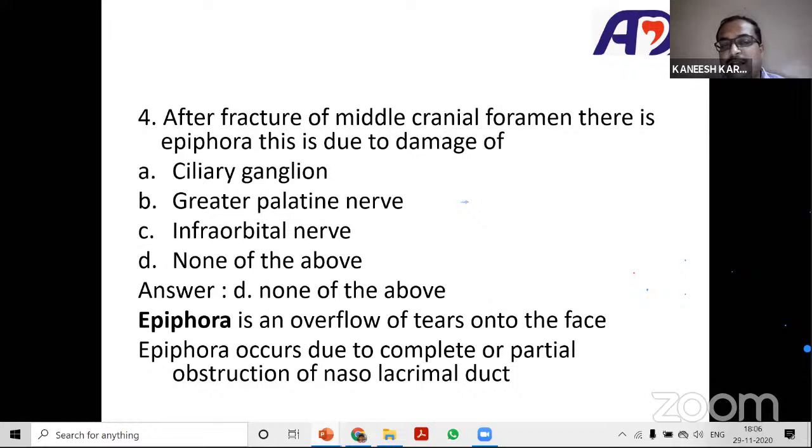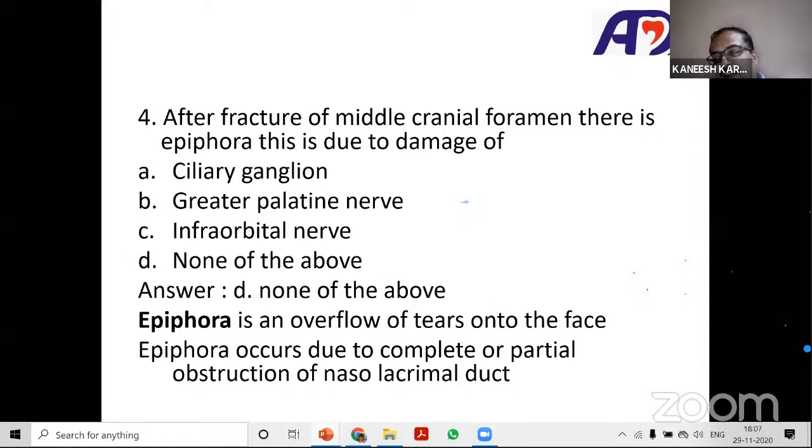That is because of the complete or partial obstruction of the nasolacrimal duct. The nasolacrimal duct drains in the nose near the middle meatus through the valve of Hasner. If it is obstructed, then there is epiphora, excessive tears. We do something called a DCR, dacryocystorhinostomy, to correct that epiphora. Okay, so the answer is none of the above.